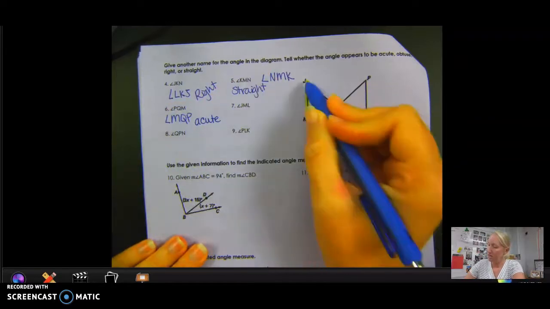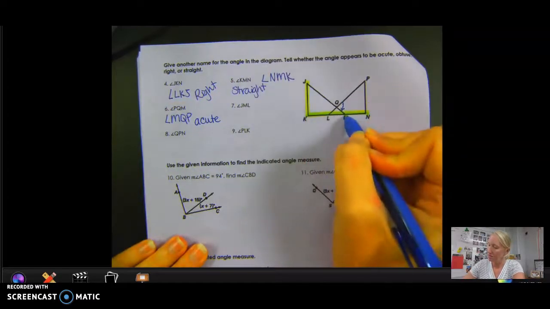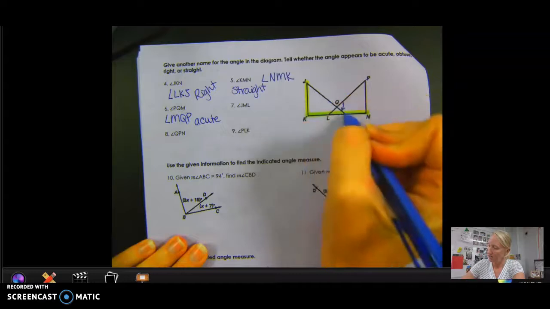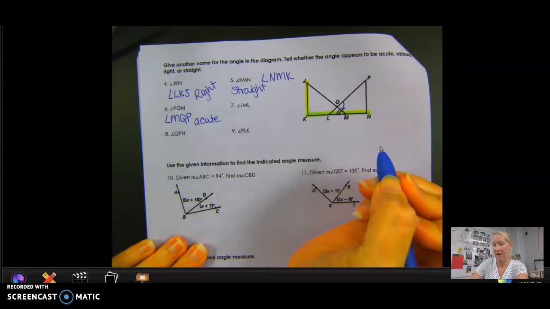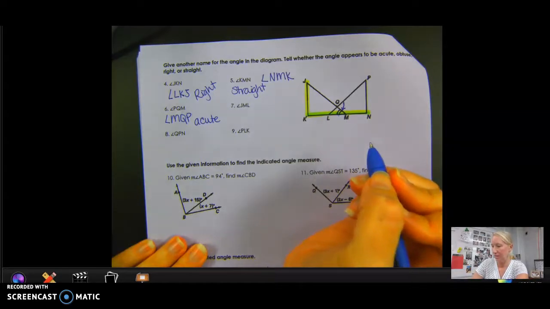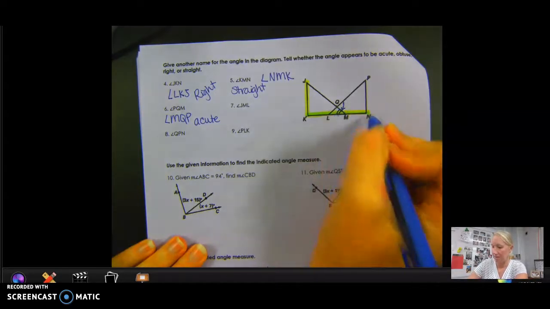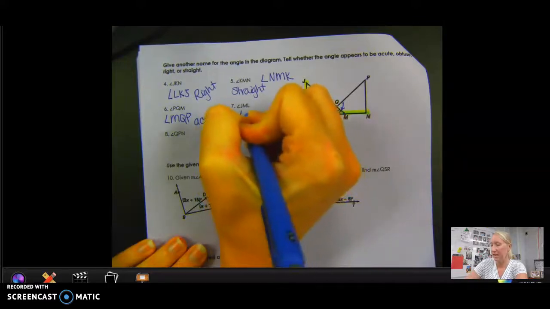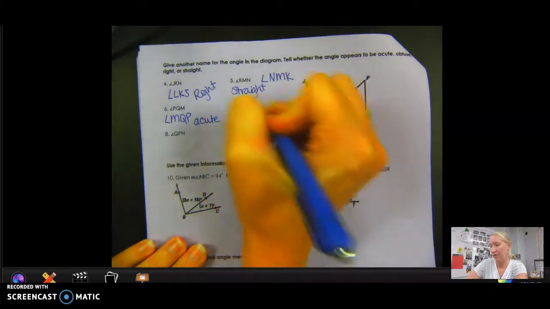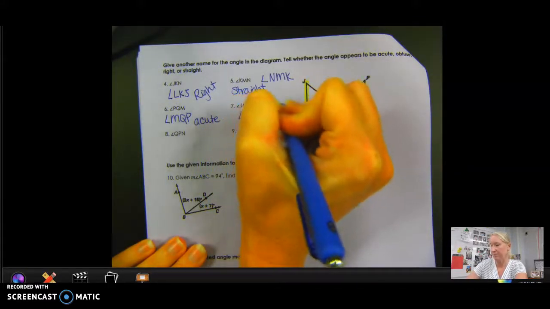Next one is J to M to L. So J to M to L would be this guy right here. I cannot call that just angle M because there are too many angles there. There's also QMN. So I'm going to go the opposite way, and I'm going to call it angle LMJ, and that one appears to be acute also.